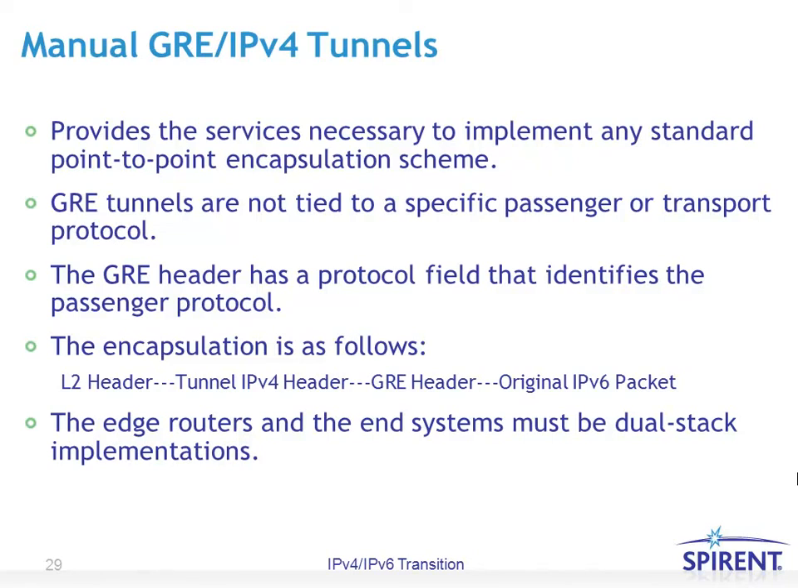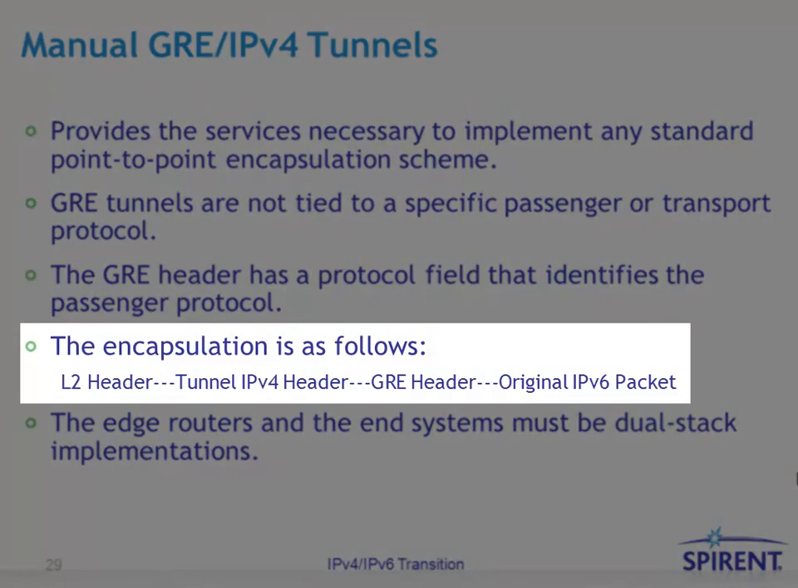Manual GRE, or generic routing encapsulation, IP tunnels provide a similar point-to-point service and are manually configured, but they are not tied to a specific type of protocol for transport. In other words, instead of just transporting IPv6 traffic, you could also transport other protocols such as ISO protocols as well. So you have an encapsulation of the layer 2 header of the link that you're sending on, the tunnel IPv4 header followed by a GRE header, and in the GRE header it would indicate the protocol that the tunnel IPv4 is carrying. And in the case of IPv6, it would be the original IPv6 packet encapsulated following the GRE header.